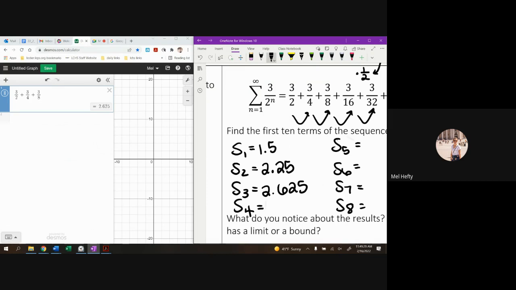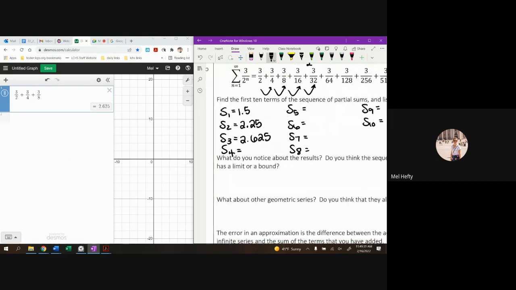I'm going to give you a couple of minutes to try to finish out all the way through the partial sum S sub 10. And then I want you to see, can you make a conclusion? What does it appear to do? Where does that list of partial sums appear to go? You might not be completely convinced, but it's going to appear to approach something somehow.